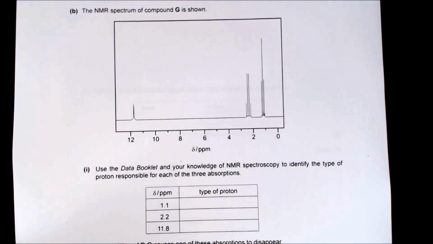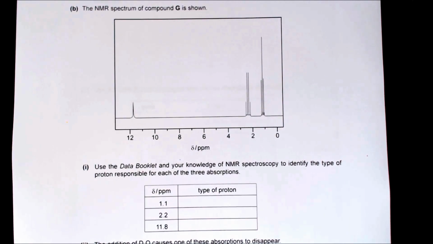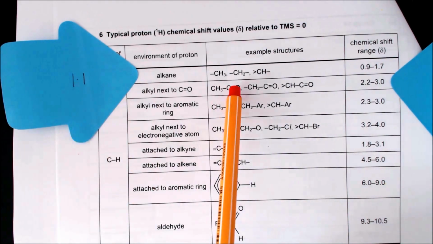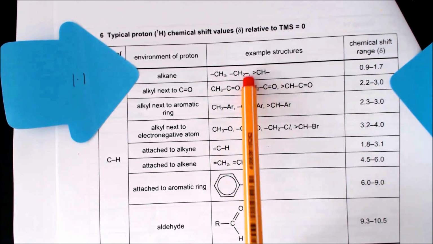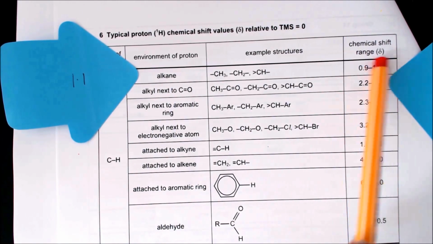Okay, so it says use the data booklet and your knowledge of NMR spectroscopy to identify the type of proton responsible for each of the 3 absorptions. Now, to save a bit of time, I've marked up the data sheets to try and work out what's in there. So if we've got the first one, which is 1.1, I'll bring it over here. I'll try to use some little arrows to show what's going on. So you can see 1.1 will suggest that we have an RCH3 group, a CH2 group, or a CH. So anything around there, you can see the chemical shift range there, which is 0.9 to 1.7.